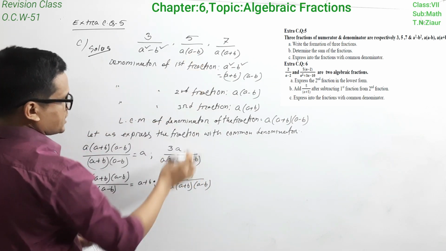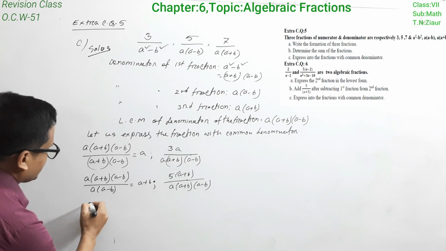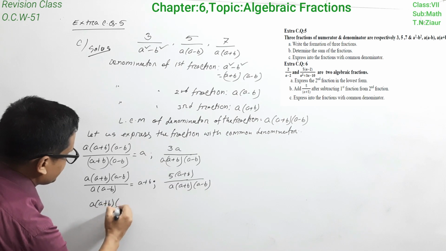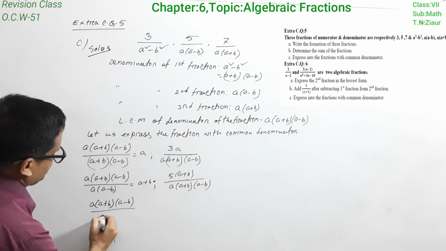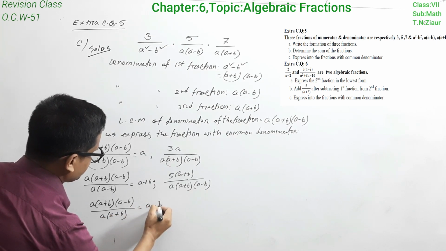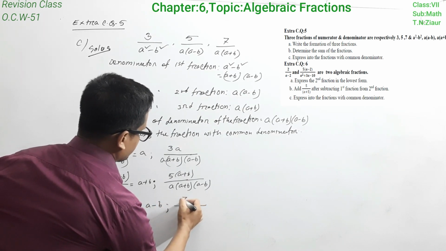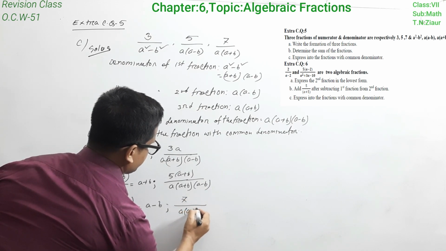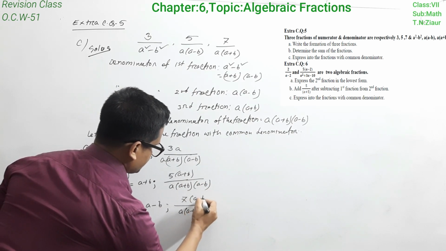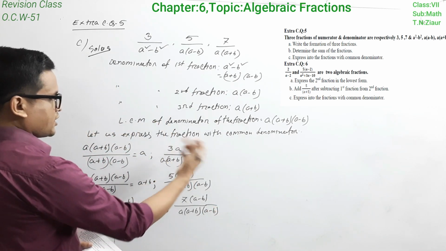Now check here, a into (a minus b), I have multiplied by (a plus b) in both the numerator and denominator. Okay, third fraction. Again we write the LCM and divide it by the third fraction's denominator. Which one is given? a into (a plus b). The answer will be a minus b, right? You can cut a into (a plus b) here. Now again write the third fraction, 7 by a into (a plus b), multiplied by (a minus b) in numerator and denominator. Students, instead of (a plus b)(a minus b), you can also write a square minus b square.